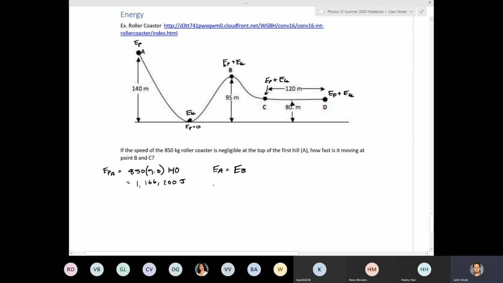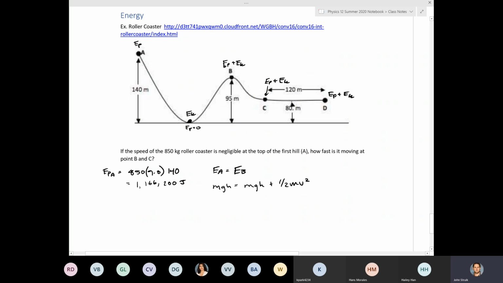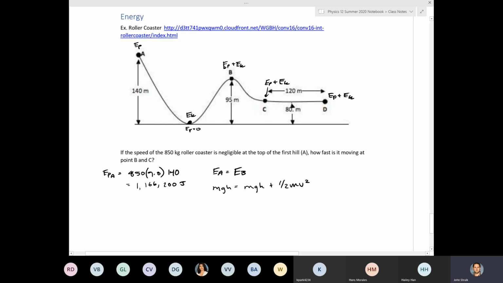So we're going to say, and I'm going to change this a little bit, I'm not actually going to use the 1.16 million. I'm going to say MGH at A is going to equal MGH plus 1/2 MV squared at B, because B has potential energy and kinetic energy. Now, these are not the same H's. This is the H at A, this is the H at B.